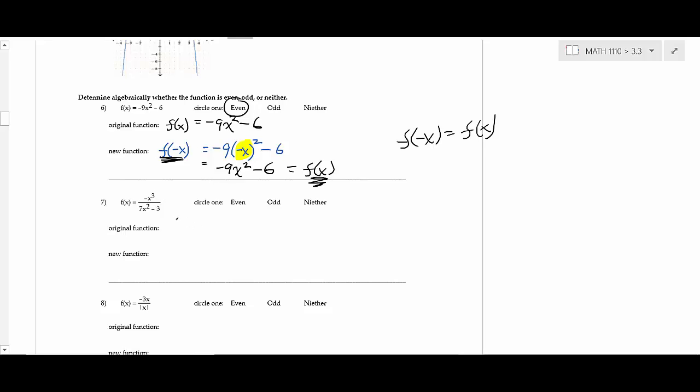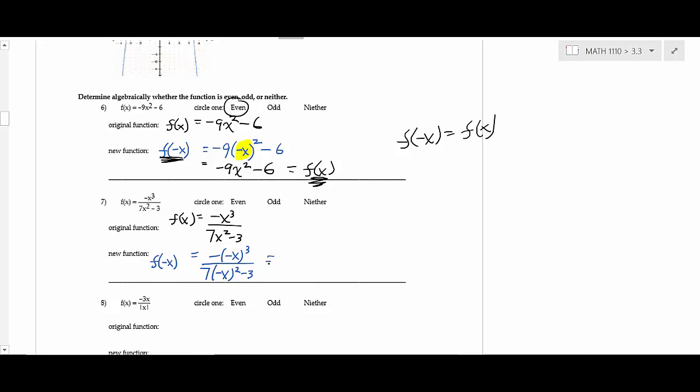Some of these are a little tricky. I'm going to go ahead and just have you write down the original function. So that's -x to the third over 7x squared minus 3, like that. Okay. Then what we're going to do is see what happens if we let x be -x throughout that function. So we're going to do -x to the third over 7 times -x squared minus 3, like that.